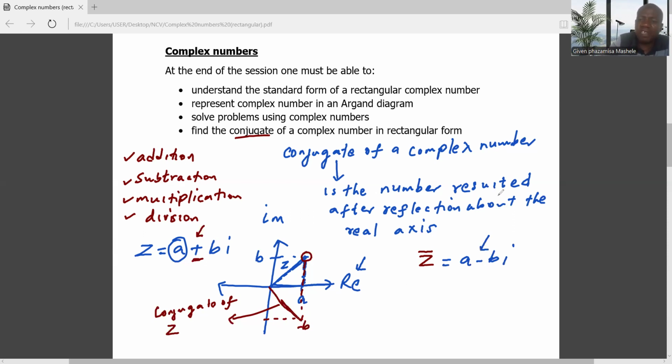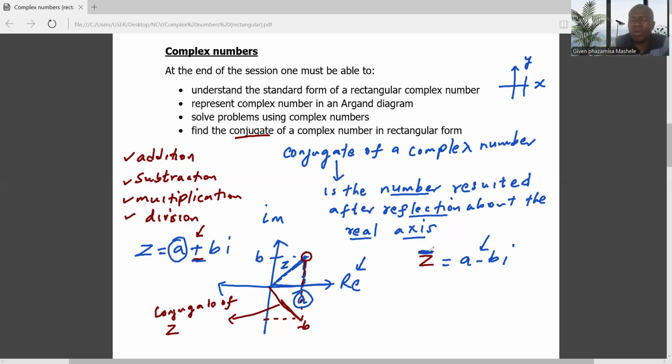So it is the complex number that resulted after we have done reflection about the real axis. If we were to talk about it in terms of the x-axis and the y, then this will be the reflection about the x-axis. So it's not going to change the value of a. What is going to change is the b. So if we have a plus, then this will become a minus. So this is called a conjugate, and it's represented by this z with this horizontal line. This shows that this is a conjugate of that complex number.